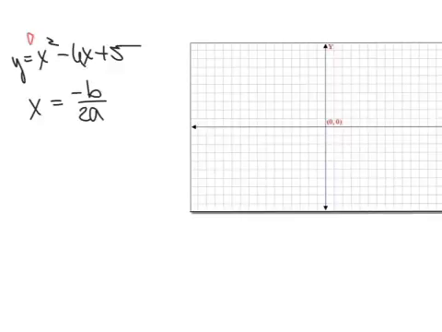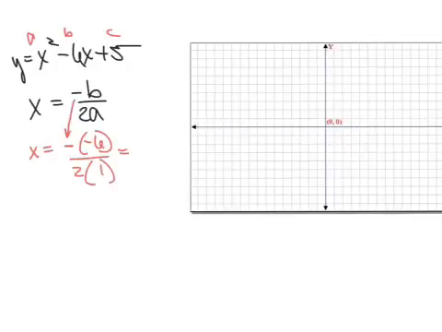Well, here's the a, here's the b, and here's the c. So x equals negative, what is b? Negative 6. So this negative here is this one. And then 2, what's a? It's 1. So 6 over 2, so the x is 3. So the x part of the vertex is 3.